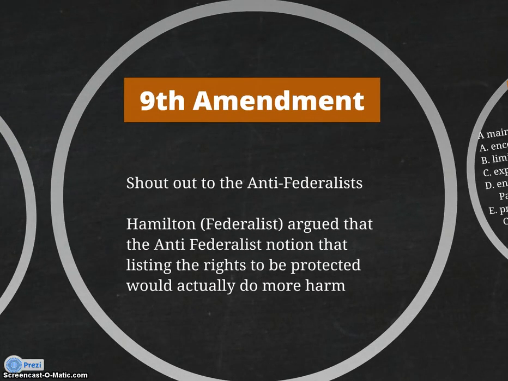The Ninth Amendment is a shout out to the Anti-Federalists, because Hamilton, who was a Federalist, argued against the Anti-Federalist notion that listing the rights to be protected would actually do more harm, because what happens about a right that's not listed? And obviously, Hamilton had the foresight to realize that this country was going to change, and we weren't going to necessarily always need the laws that they put in there. So the Ninth Amendment basically says, if it's not in here, it's still covered.